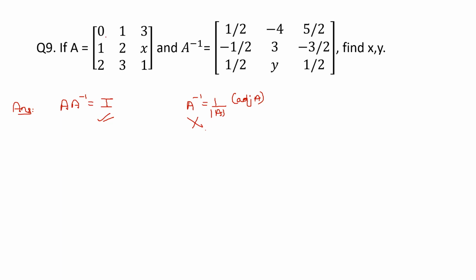So what will be the identity matrix? 1 0 0, 0 1 0, and then 0 0 1. Yes, identity will be of order 3. So we'll start from 100, 010, and 001.